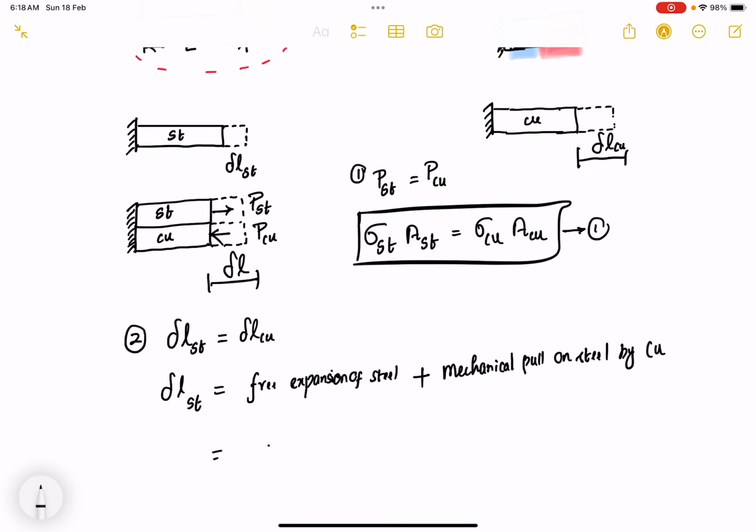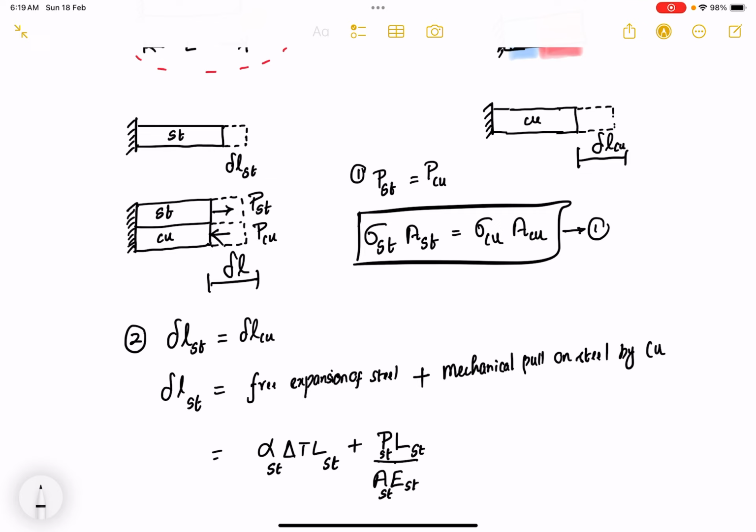So free expansion of steel is given by the expression alpha delta L. I just have to add the suffix. It is steel plus the mechanical pull on steel by copper. The mechanical change in length is given by the equation PL divided by A. So you know this. So I just have to add the suffix for steel. Okay.